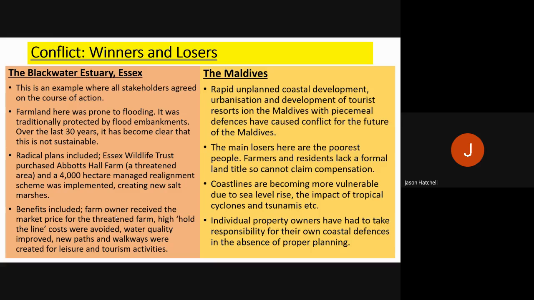So you can actually see here the massive difference between a developed and a developing nation in Essex and the Maldives in terms of how the planning procedure takes place and how, in the Blackwater Estuary example, we have agreement on all sides of the stakeholders on a very well thought out plan, versus the Maldives, a poorer nation, less planning in place and less implementation of planning, more losers as a result. So they are two contrasting case studies you can use to look at conflict or to look at winners and losers due to management of coastal flooding and sea level rise.